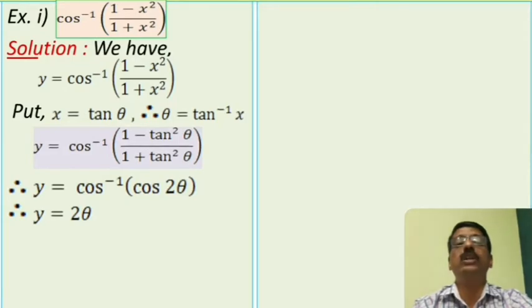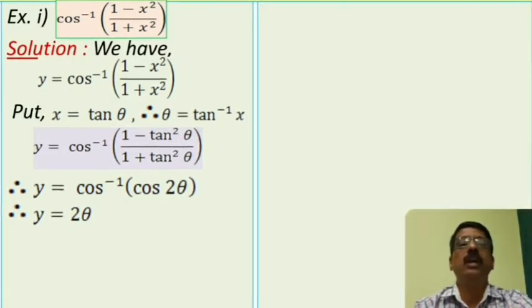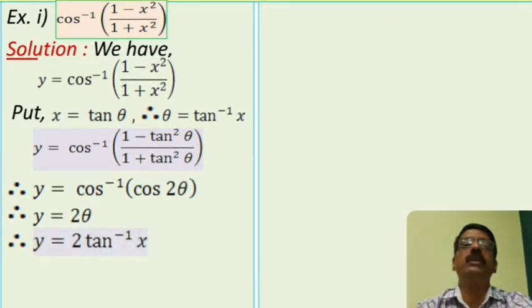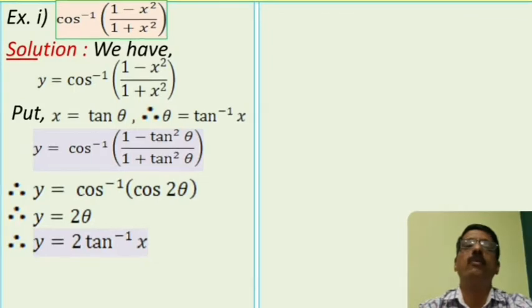Now here we have to resubstitute the value of θ, because the given function is in the form of x, and therefore the derivative also has to be in the form of x. Therefore y = 2 into the value of θ, that is tan inverse of x. Therefore y = 2 tan inverse of x.